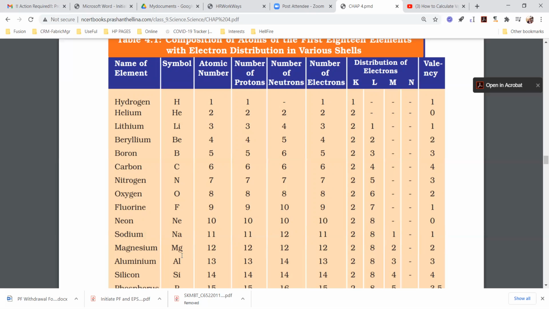Can you explain magnesium? Atomic number is 12. You can see the distribution. Yes, ma'am. So instead of getting 6 more electrons, it will give away 2 electrons. Exactly. Good. So first is K 2 electrons, L 8 electrons, satisfied. But M 2, 8 minus 2 is 6. It has to take 6. So instead of taking 6 electrons, it donates 2. Therefore, the valency of magnesium is 2.